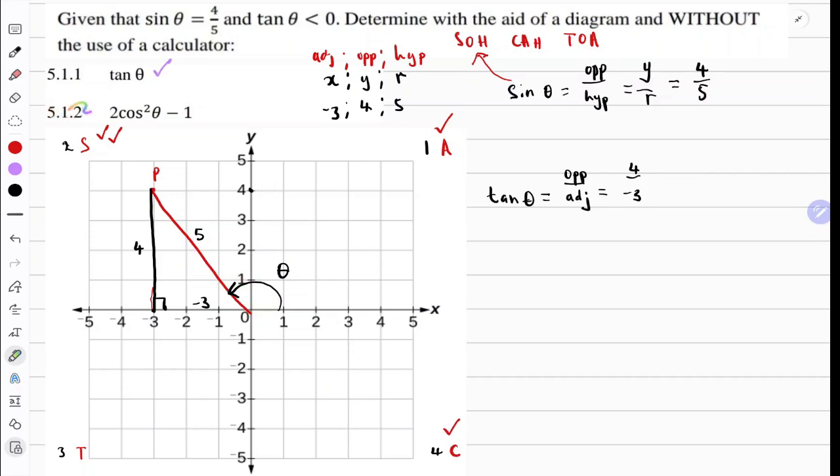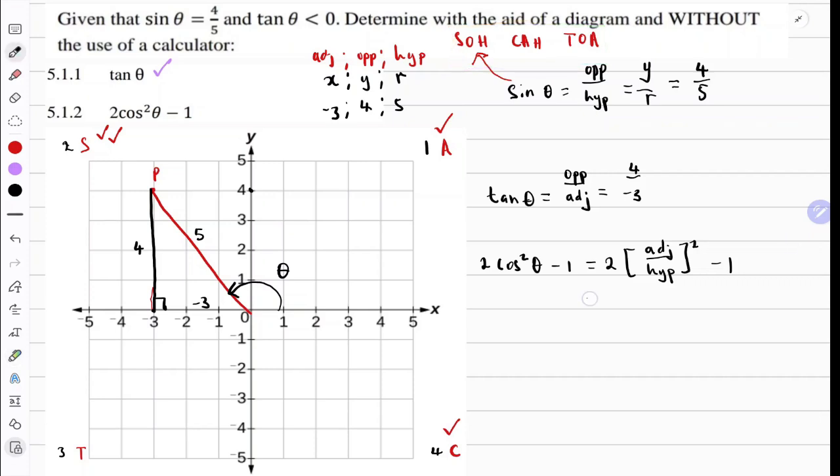So for the second part of the question, we need to find 2 cos squared theta minus 1. So we can write that as 2 cos squared theta minus 1 is equal to 2. And we know cos theta by definition is adjacent over the hypotenuse. But remember, we need to square this. Minus 1. We need to always apply this acronym SOHCAHTOA.